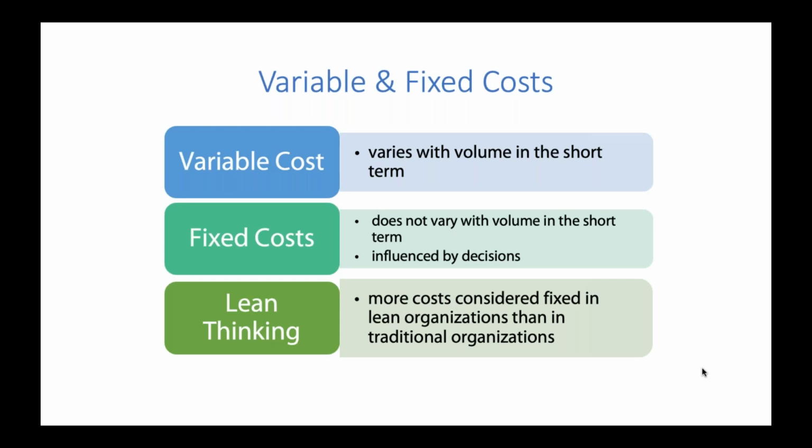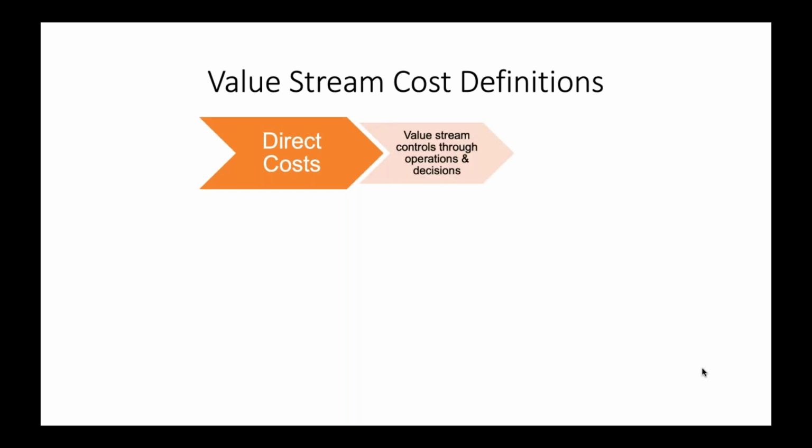We also have to define value stream costs. So we have a value stream direct cost. These are costs that are controlled by the value stream through operations and decisions. If you think about it from an accounting viewpoint, think about it this way, that a cost can easily be charged to one value stream in the general ledger. So if you're posting an expense, you can say, yes, this cost goes to this value stream. It's factual, it's a natural decision. You don't have to think about it too much.